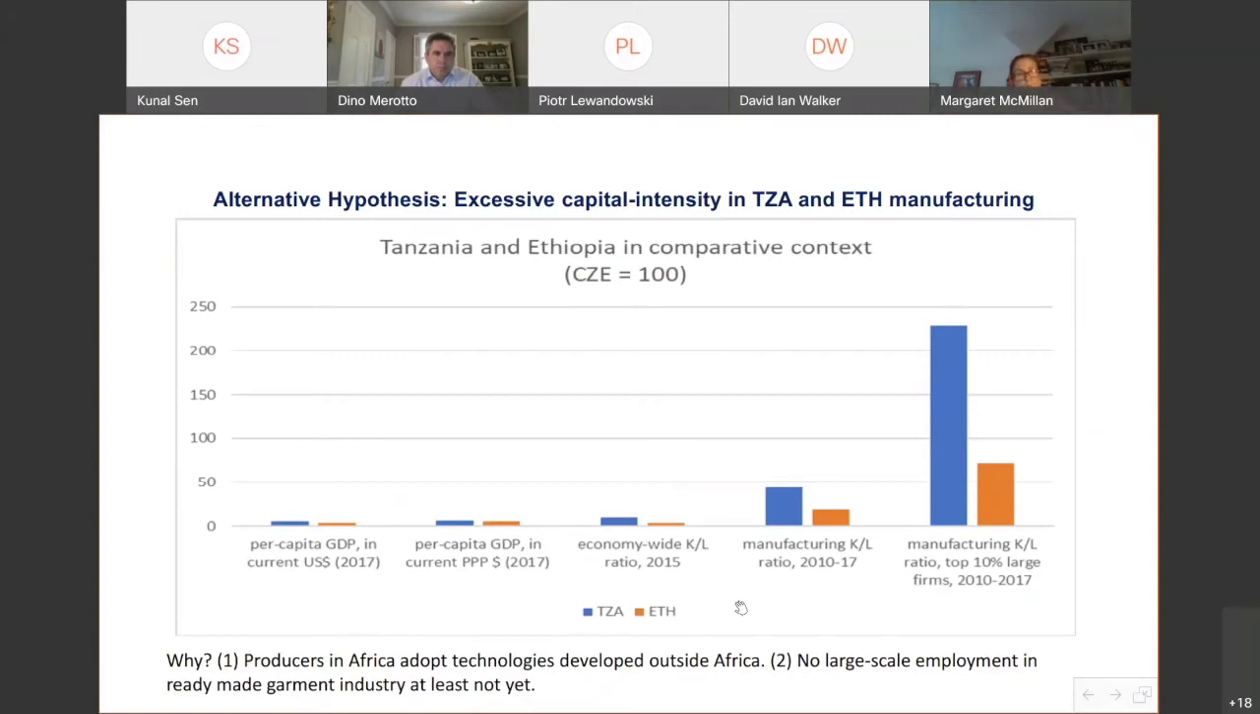And the other point I should make is that we also compare Tanzania and Ethiopia to firm level data from Vietnam. One thing we noticed there is that the garment sector seems to be the last holdout for low capital intensity. And the garment sector is almost non-existent in Tanzania. I mean, it exists, but it's really small. And in Ethiopia, it's still very small. So overall, you don't get the benefit of that sector.